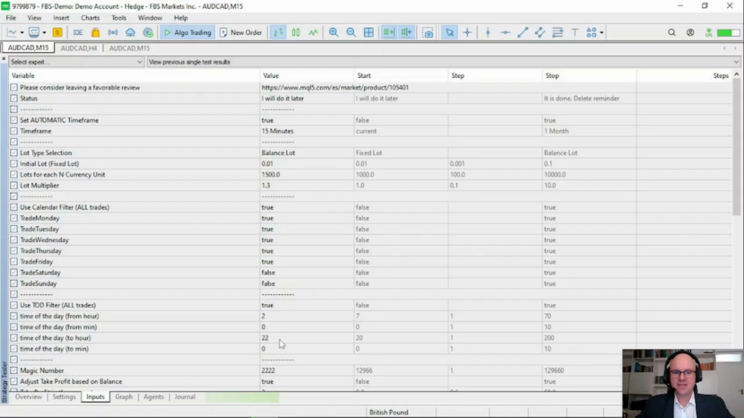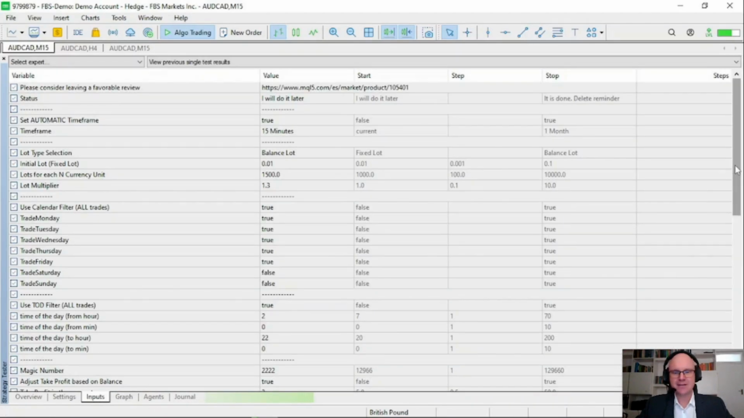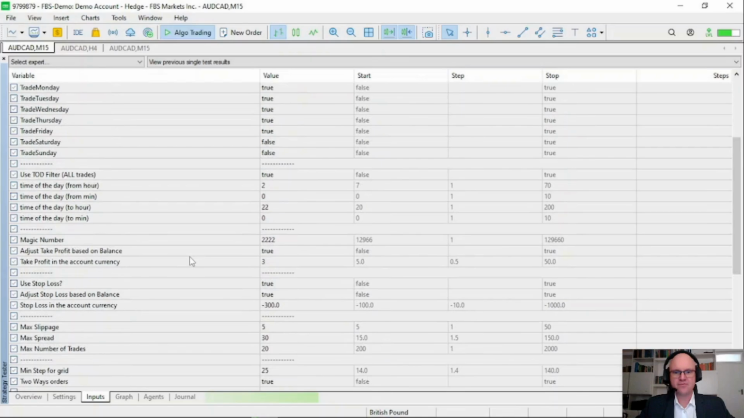Now, while we have these first few filters, let's take a look at what the graph is showing us and how it's reacting to the changes that I have made. As with most of these grid or martingale style bots, the equity curve is running below the balance curve. And the reason why it gives us these steps is because the take profit is set in the currency account.